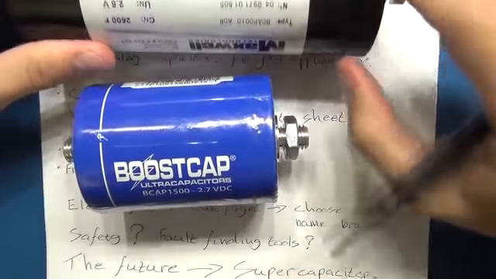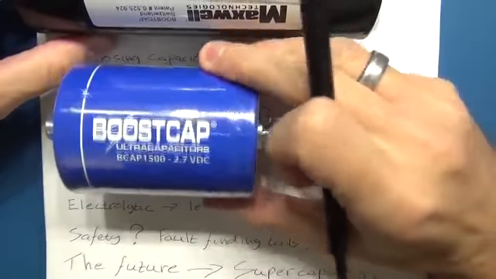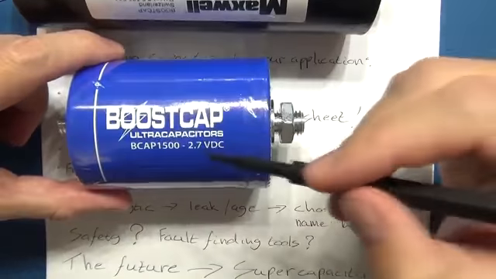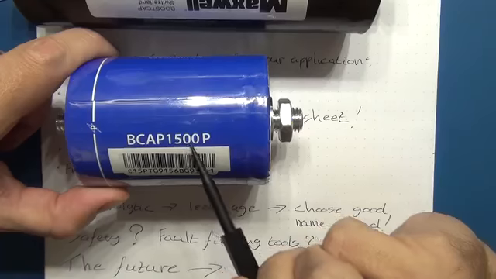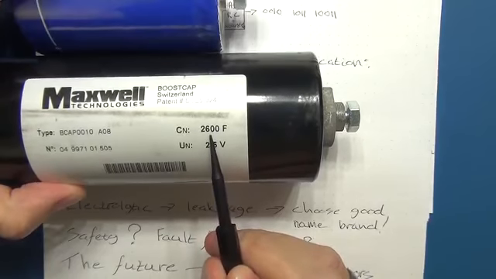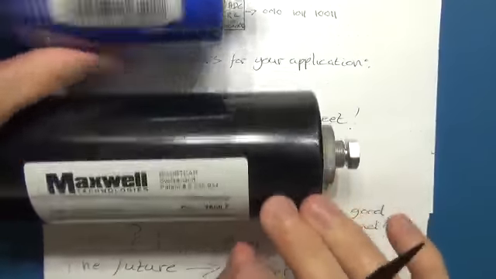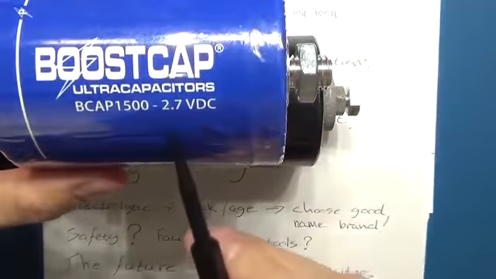And now when we talk about these boost caps, and I say once I start ending off the video, I'll talk about the future of these. But here is a different case in point. These have huge capacity. This one is 1,500 farads. This one over here is 2,600 farads, but they are low voltage. Okay, so it's at 2.5 volts. And this other one is at 2.7 volts.